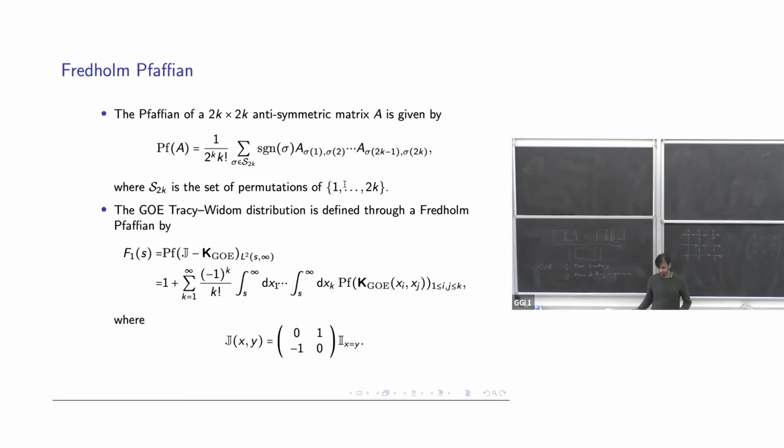Define a Pfaffian. A Pfaffian is just, you take an anti-symmetric matrix, take its determinant, then its square root. That's the Pfaffian. And then the GOE Tracy-Widom distribution is really defined as a Fredholm-Pfaffian. The Fredholm-Pfaffian is just an expansion, this expansion here. And J here is this matrix with 0, -1, 1 on the diagonals. So that's the object that we want to get. It's really on the level of formulas.